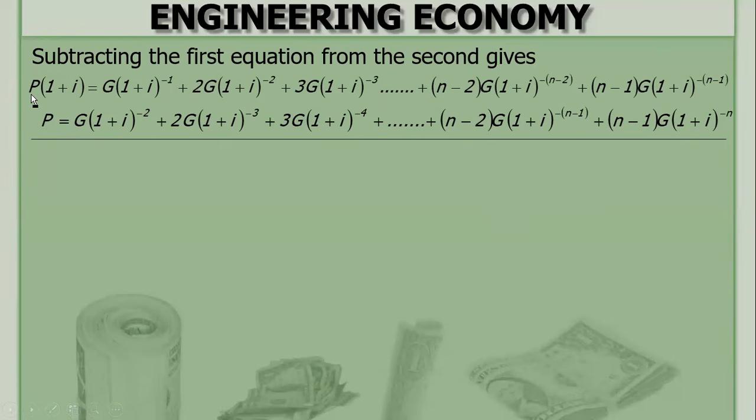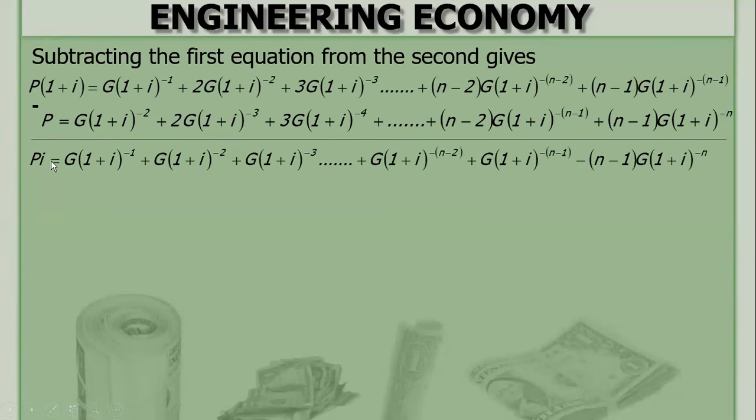So, 2G minus G, the result is just G. And on the left side, P times 1 plus I, that's P plus PI minus P, and the result is PI. So left and right, this is the result. P times I. And this one, G times 1 plus I raised to negative 1. And then for negative 2 exponent, 2G minus G. Negative 3 exponent, 3G minus 2G. And so on.